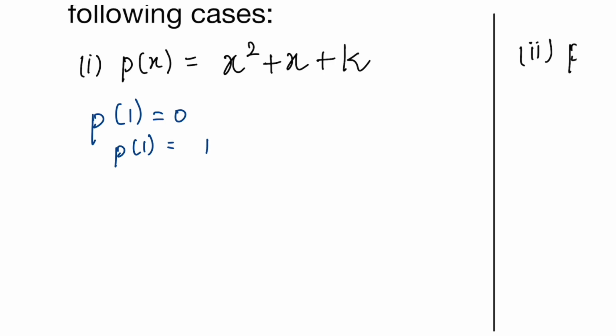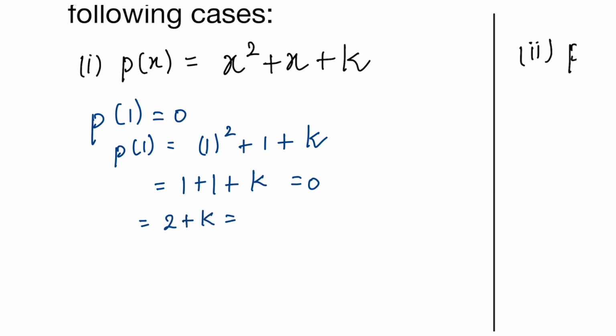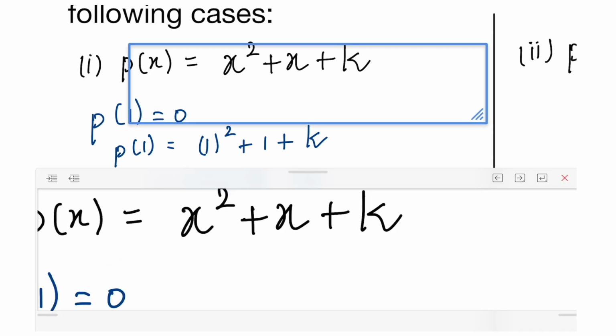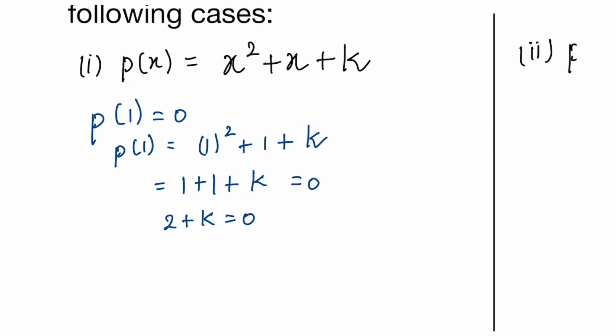So p of 1 is equal to 1 squared plus 1 plus k. Okay, so 1 squared is 1, plus 1, that is 1 plus 1 plus k, and this we know should be equal to 0 because that is what the factor theorem says. x minus 1 is a factor, so p of 1 should be equal to 0. So we have 2 plus k equal to 0. Let me just erase this equal to, this shouldn't be there. I'm sorry. So 2 plus k is equal to 0.